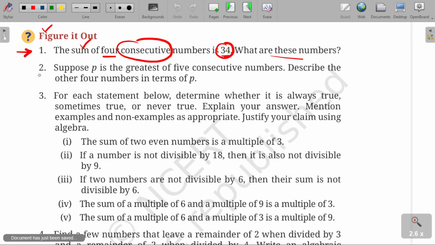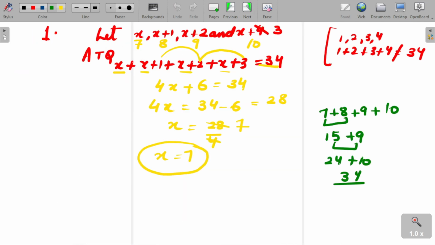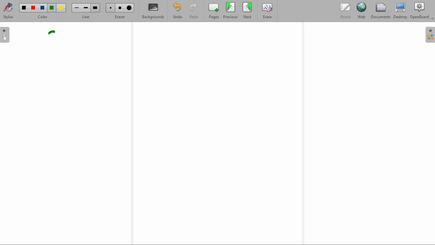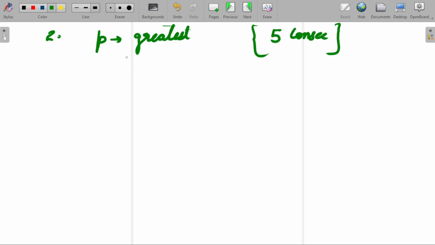Moving on to the second question. Now, see, this is the second question. Suppose P is the greatest of 5 consecutive numbers. Describe the other 4 numbers in terms of P. This is an easy one. So how to do it? See, this is the answer of the second. They are saying P is the greatest number. This is the greatest among 5 consecutive numbers. You are given 5 consecutive numbers, okay? And P is the greatest one.